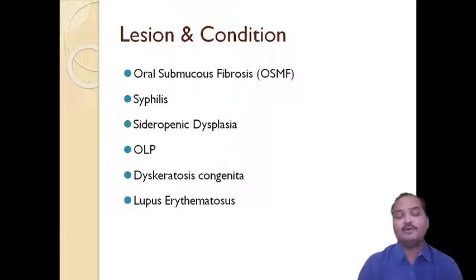Examples for which are OSMF or oral submucous fibrosis, which you all must have gone through in third year, syphilis, sideropenic dysplasia, oral lichen planus, dyskeratosis congenita, lupus erythematosus.